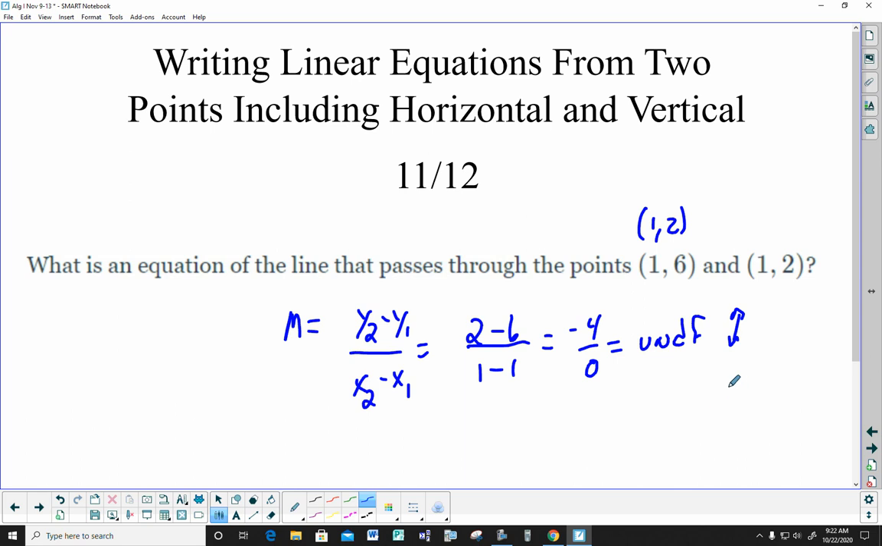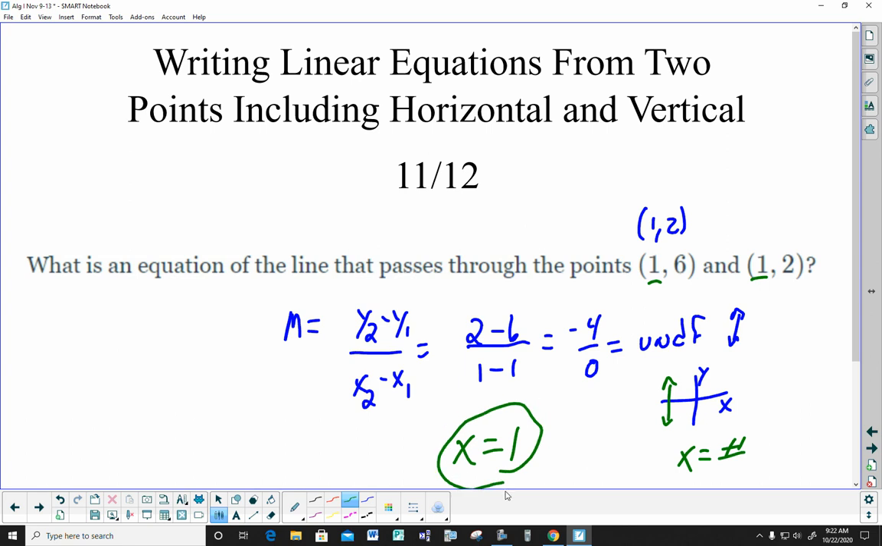Okay? If it's a vertical line, y-axis, x-axis, if it's vertical, that means it's only touching the x-axis. So the equation looks like x equals some number. What's the x value? 1. So x is equal to 1 is your answer. Okay?